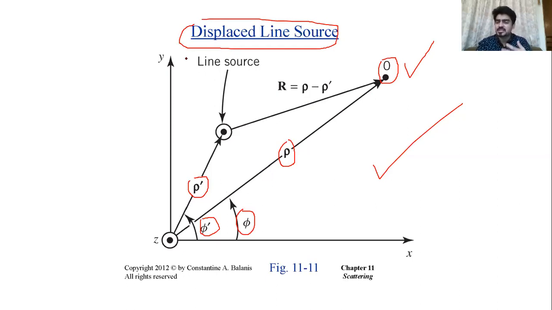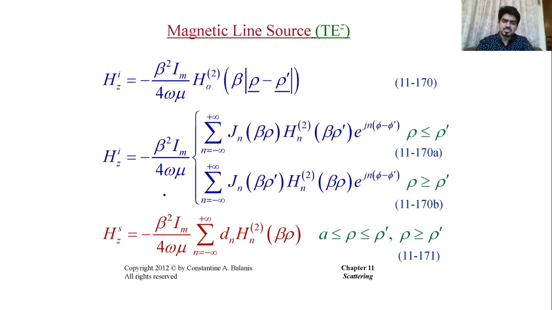And why are we considering a displaced line source? If you remember, as I showed in the previous slide, we are going to place our scatterer, that is nothing but a cylindrical structure, along the z-axis at the origin, and that's why we require a line source which is displaced from the z-axis. So we have derived the expressions for this kind of line sources, both electric and magnetic line sources. And we saw that for such a displaced line source, the radiated field can be given by this expression. This is for the magnetic line source.